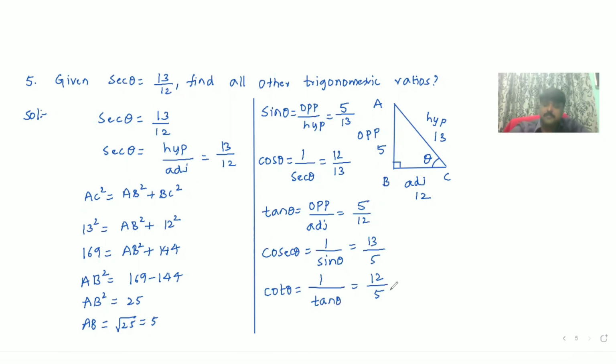Basic concepts of trigonometric ratios are very, very important. The Pythagorean theorem plays a major role in finding the third side when the two sides are given. Yes, the square of the hypotenuse is equal to the sum of the squares of the other two sides. And finding out which is opposite and adjacent is also important.